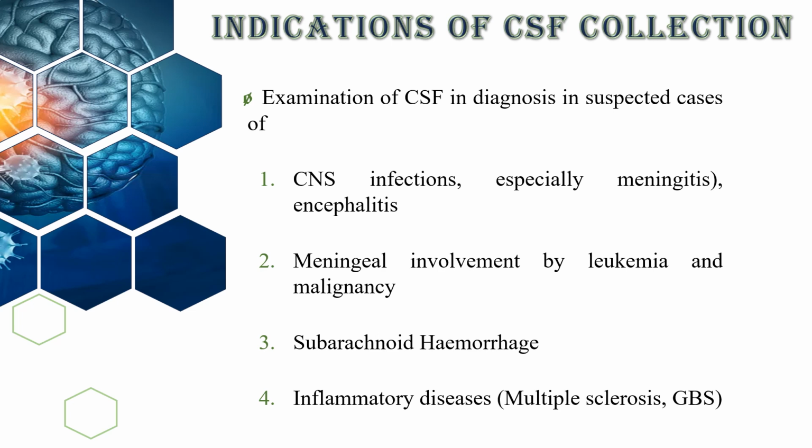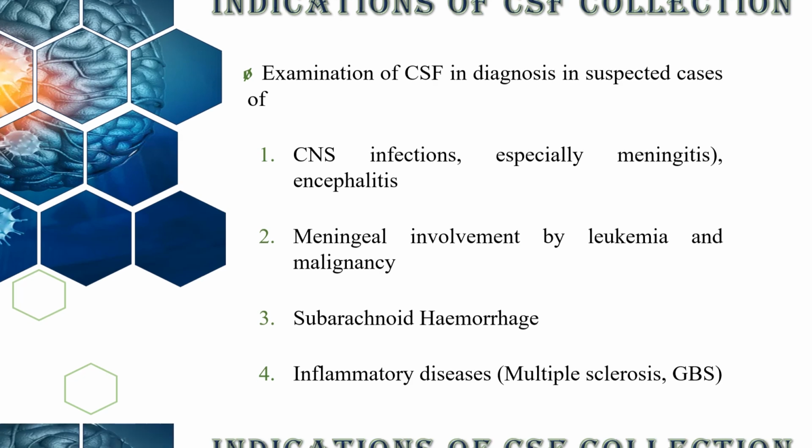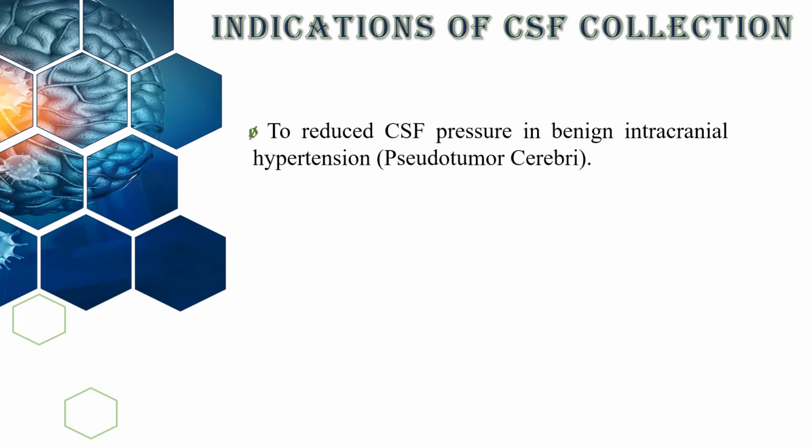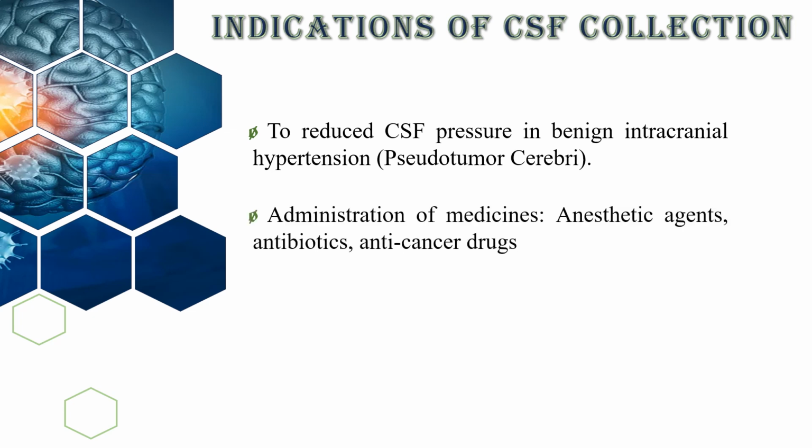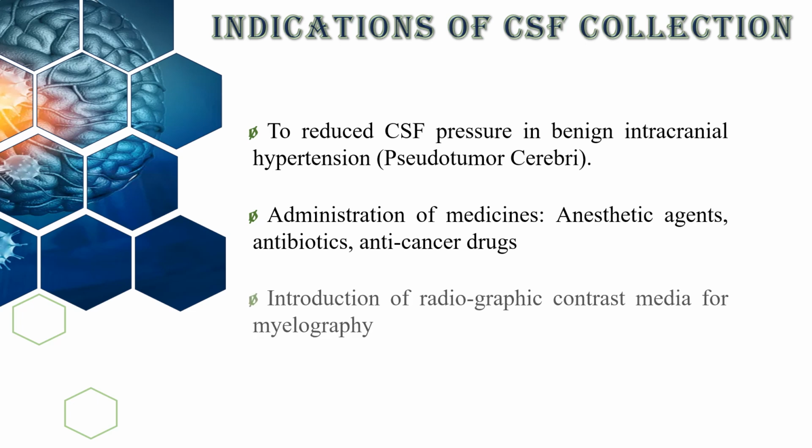Then it also tells about meningeal involvement in case of leukemia or malignancy. It can give us a hint about subarachnoid hemorrhage and other inflammatory diseases such as multiple sclerosis or Guillain-Barré syndrome. Medications will include to reduce the CSF pressure in case of benign intracranial hypertension. We can also administer some special medicines through CSF route such as anesthetic drugs or antibiotics or anti-cancer drugs. And lastly, for introduction of radiographic contrast media for myelography, we can use CSF route.